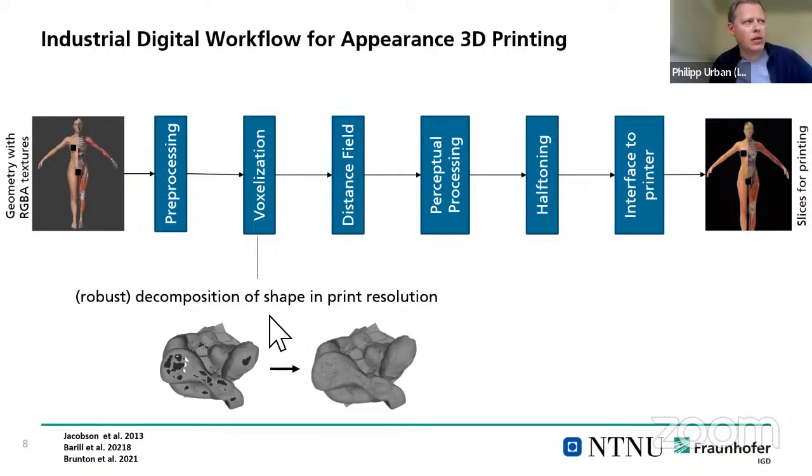And in graphical and appearance 3D printing, many models are not really made for 3D printing because they're, for example, scans or objects that are made for animation. So they are not watertight, they may have other problems. And so robust voxelization is a big problem in appearance 3D printing. And there are a couple of solutions, for example, from Jacobson or Barill using generalized winding numbers, or recently from Brandon using a displaced signed distance fields approach.